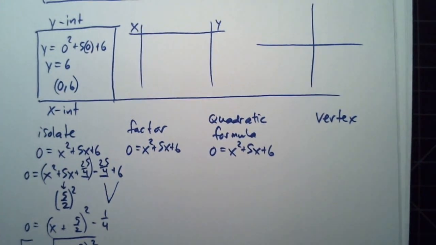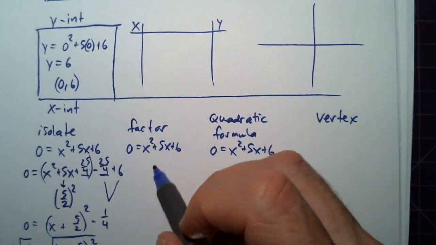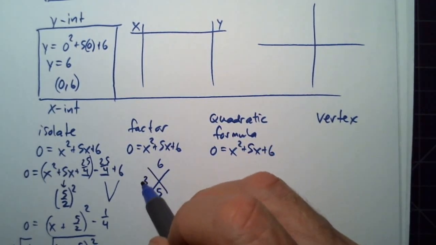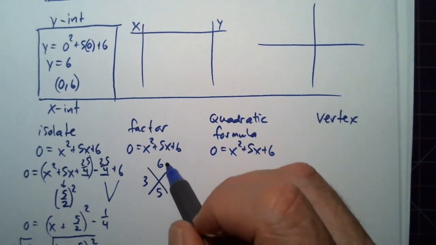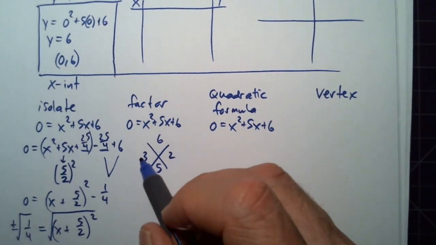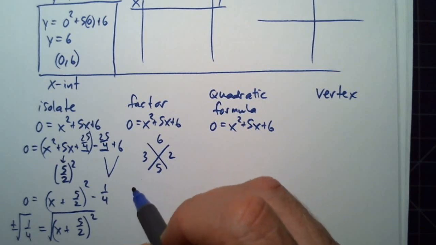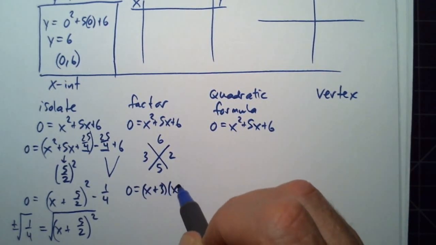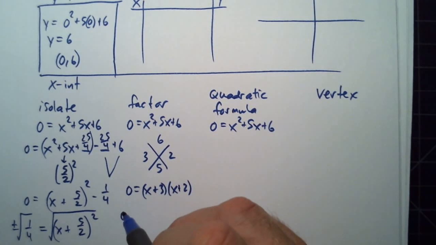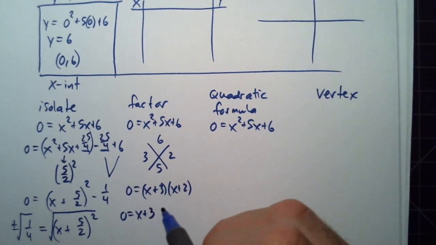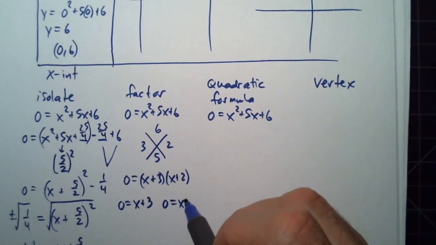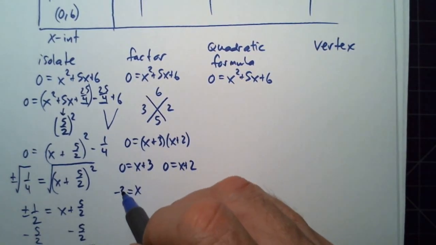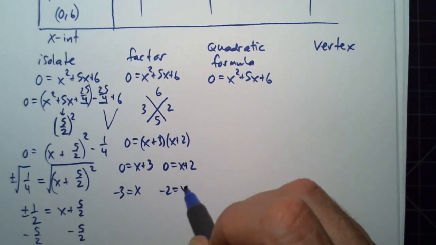Alright, and then we could factor. Here's a way to organize the factoring. We multiply to get the 6, add to get the 5. These multiply to get 6, they add to get 5. So we have x plus 3, x plus 2, and one of them must equal 0. So now we get negative 3 and negative 2.